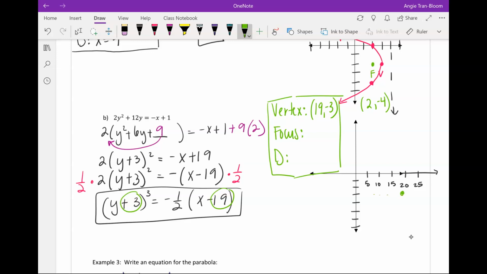Okay, so the vertex is 19 comma negative 3. So it's right here. Eyeball 19 comma negative 3. So here is your vertex.